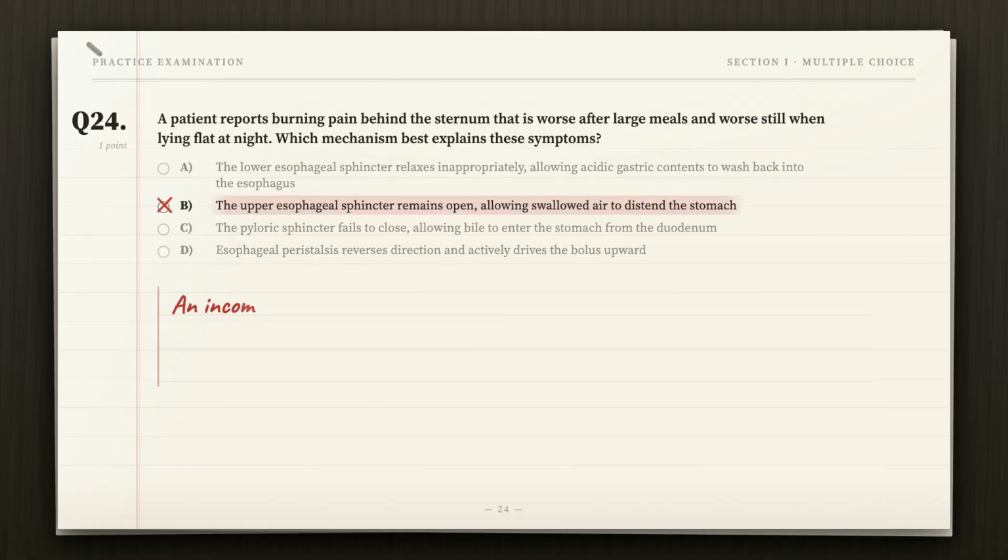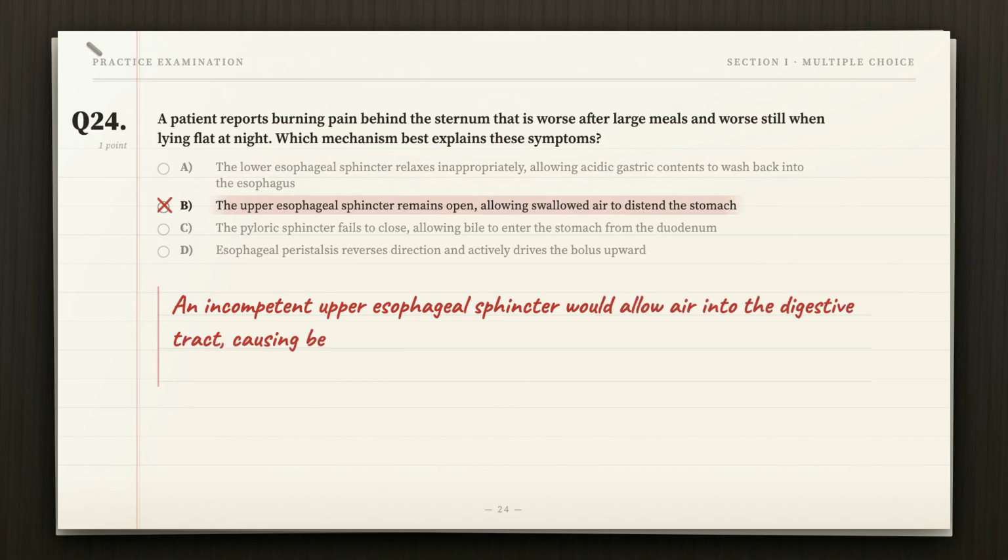B is wrong because an incompetent upper esophageal sphincter would allow air into the digestive tract, causing belching and bloating rather than a burning pain behind the sternum.